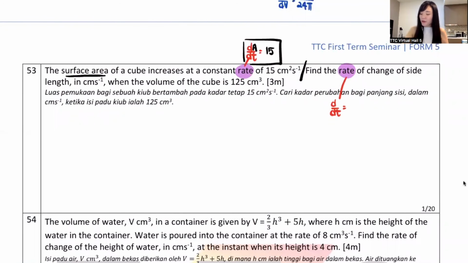Next one, find the rate of change of the side length. What alphabet will you write? Length, normally I write L. L, better don't write it like that, you might think it's 1. So it's better to write it like this, L, okay? So they will write dL dt. They say when the volume is 125. Okay, so this is everything they give.